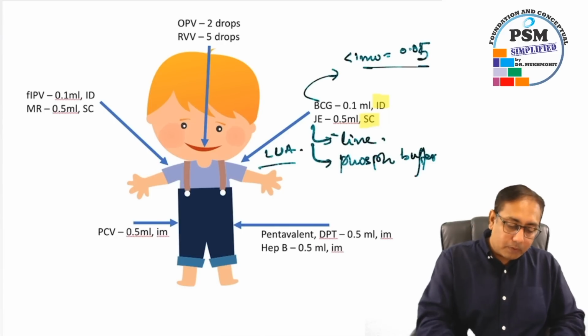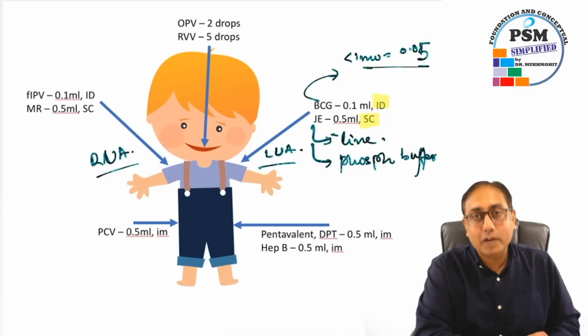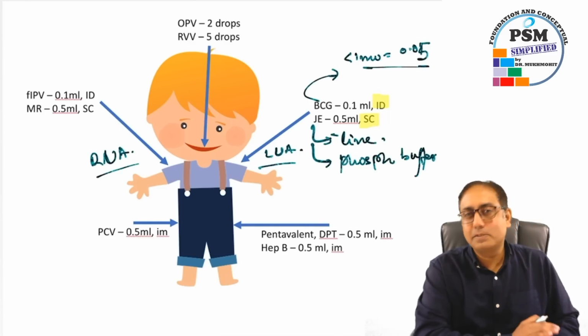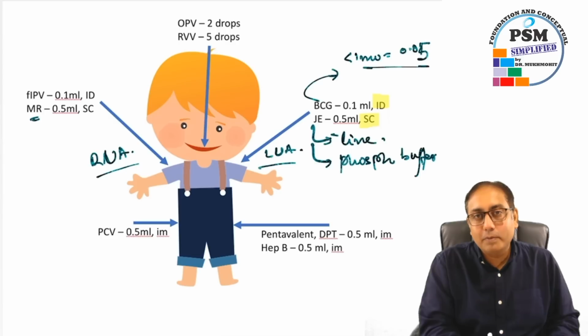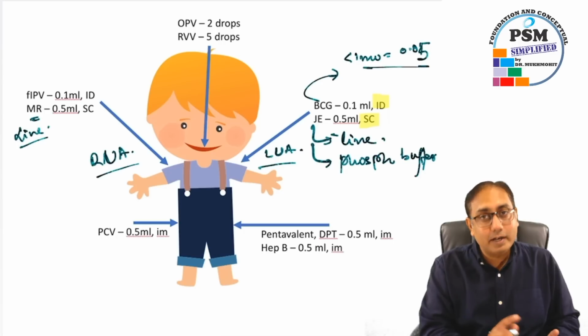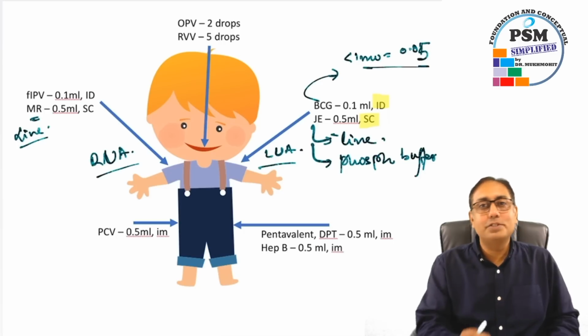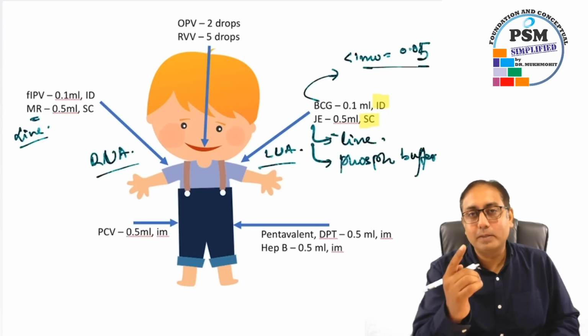In the right upper arm, on the right hand side, the vaccines that we are giving are the fractional IPV and the measles rubella. Measles rubella vaccine has been asked a lot of times in the exam. Measles rubella vaccine is 0.5 ml. It is given as subcutaneous injection, and it is a live vaccine. Measles rubella vaccine is given at 9 months, first dose, and the second dose is given at 16 to 24 months.